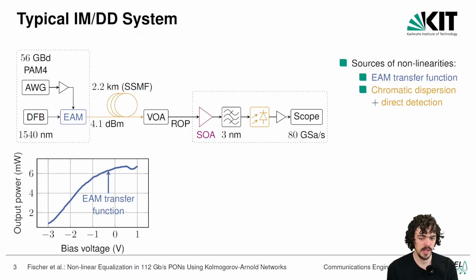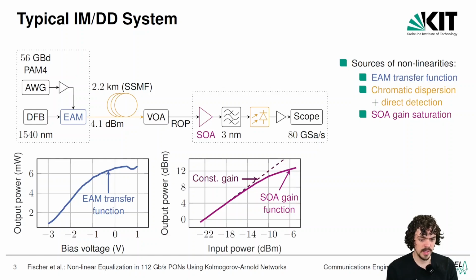Also at the receiver side, we have a semiconductor optical amplifier that exhibits gain saturation, and in contrast with constant gain, the gain saturation of the SOA is a nonlinear effect. And since we have so many nonlinear impairments in the system, we need to use nonlinear equalization, as it will become clear with our results in the end.